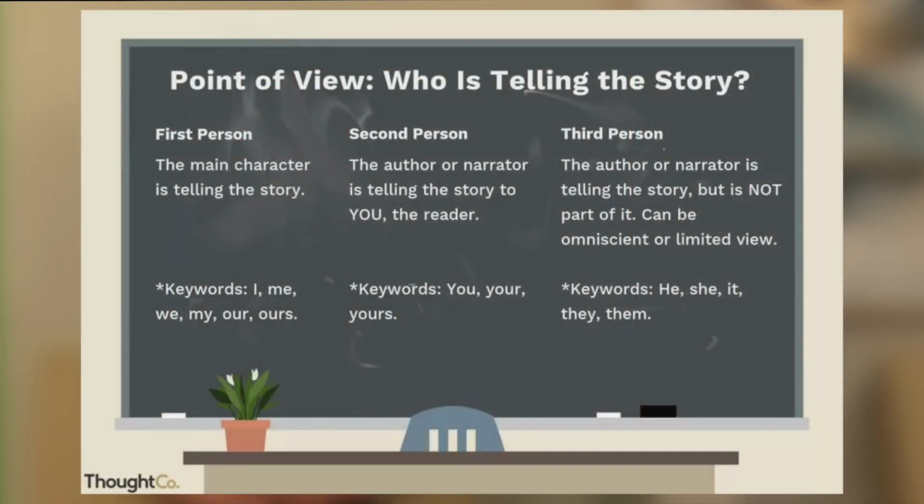Remember, look for those pronouns like I, me, and we for first person point of view. Look for the pronoun you for second person point of view. And look for he, she, they, them, or a character's name in that third person point of view. I bet you'll find out quicker than you even expect.